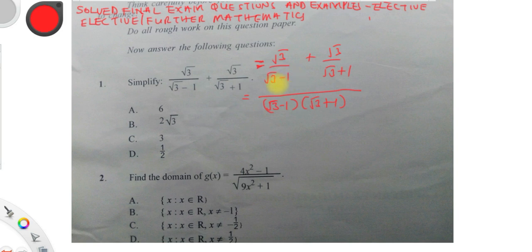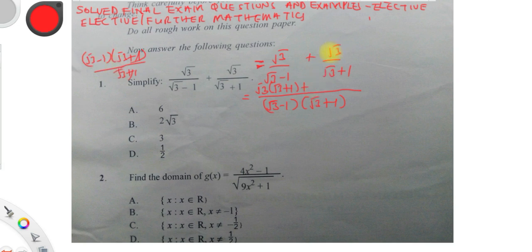The whole of it is divided by this. The square root of 3 minus 1 cancels, then we get square root of 3 plus 1, and we multiply by square root of 3. So we have square root of 3 times square root of 3 plus 1. Then the positive sign, plus: the square root of 3 plus 1 goes into the second denominator and cancels, leaving square root of 3 minus 1.